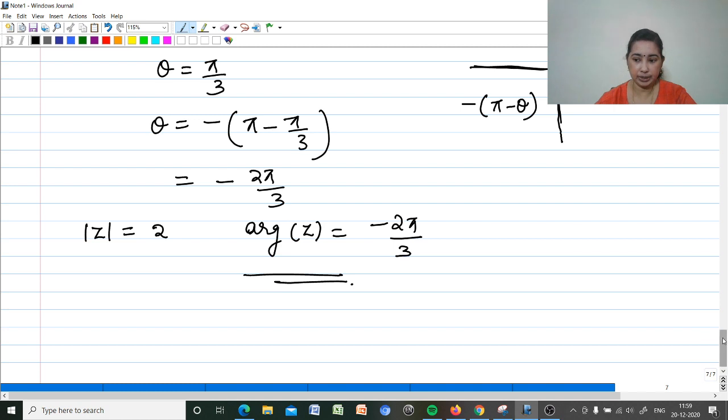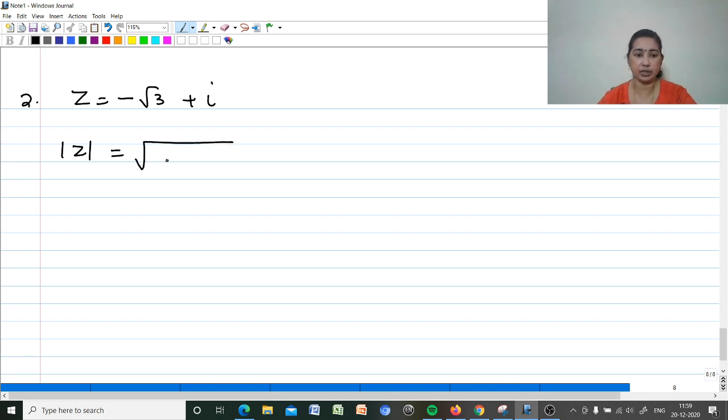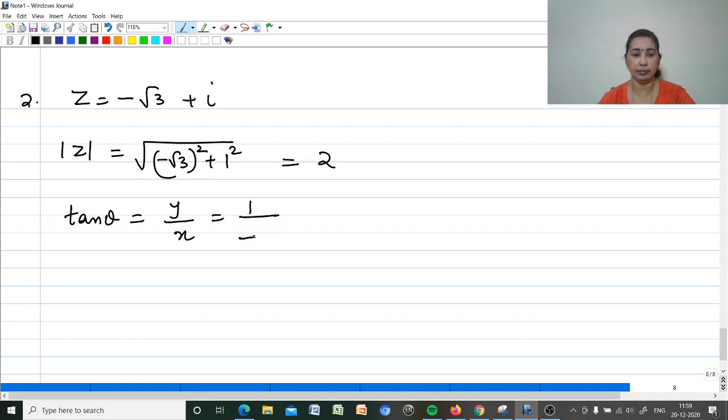Now second question there. Z is equal to minus root 3 plus i. We have to find what is mod z. Mod z is equal to root of x square plus y square, that is minus root 3 square plus 1 square, that is root 4, that is 2. Now tan theta is equal to y by x, which is equal to 1 by minus root 3, that is minus 1 by root 3.